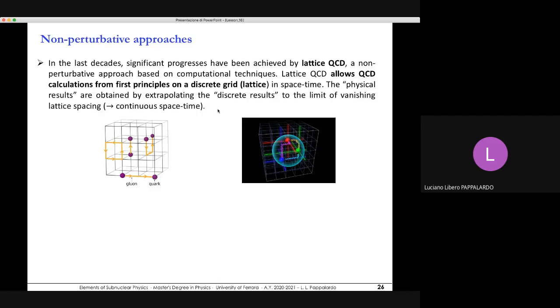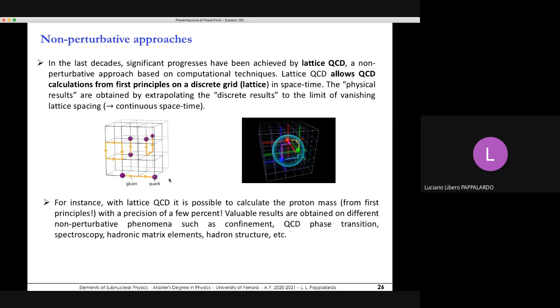So in other words, there is no way to calculate QCD precisely in the non-perturbative regime using a continuous space-time. The only thing you can do is to discretize your space-time. Then this allows you to make QCD calculations. And then the physics results you obtain by extrapolating these results in the limit of vanishing spacing between these space-time points here.